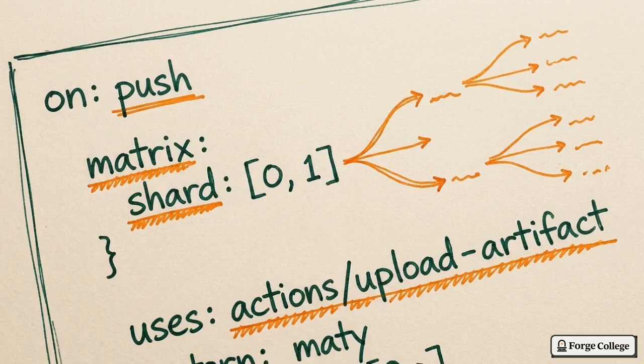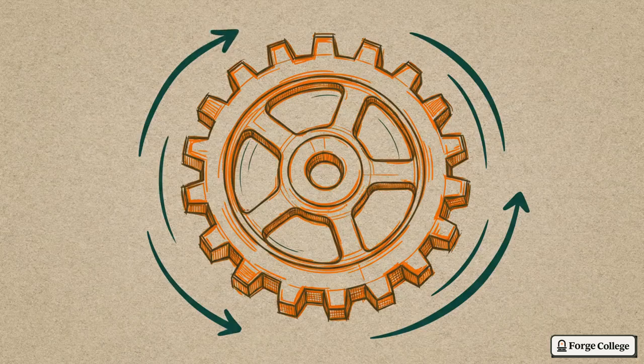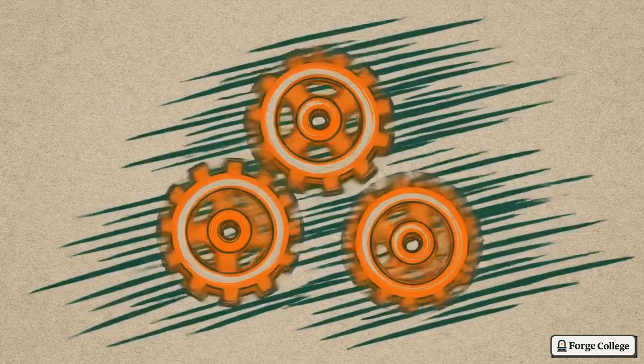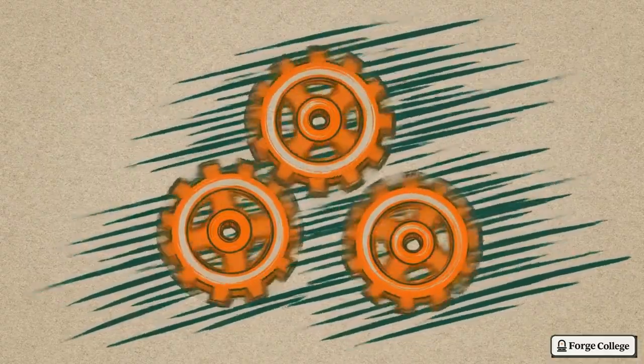Within this blueprint, we define a strategy.matrix. This allows us to shard unit tests, splitting them into multiple jobs running simultaneously. Sharding keeps developer productivity high. Instead of waiting for a single runner to finish everything, we split the suite so results return much faster.